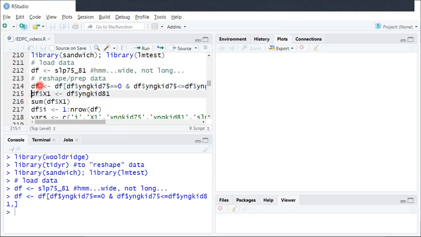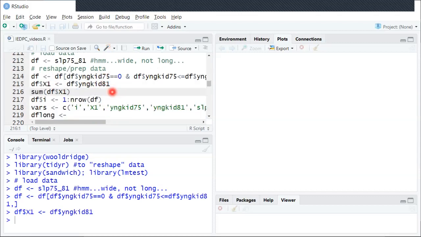Then this next line of code just sets our X1 variable, similar to the textbook, as whether or not somebody had young kids in 1981. So X1 is equal to 1 if you're in the group that eventually has young kids, and X1 is equal to 0 if the individual did not have young kids in either 1975 or 1981. We can generate that variable.